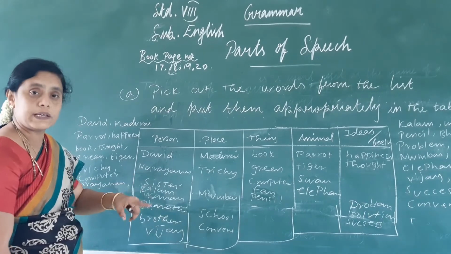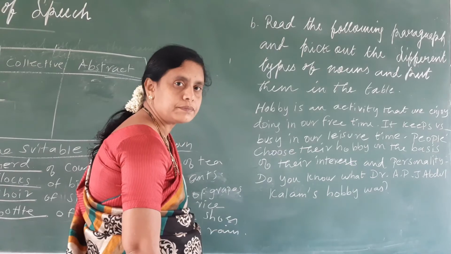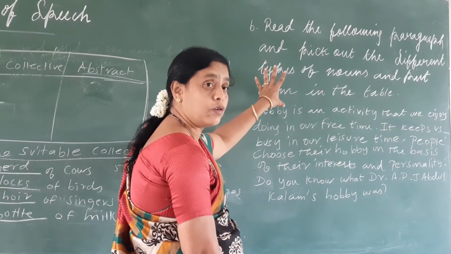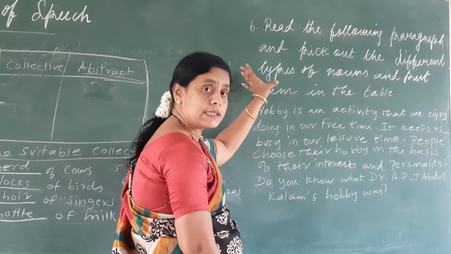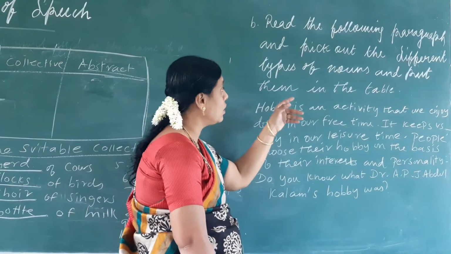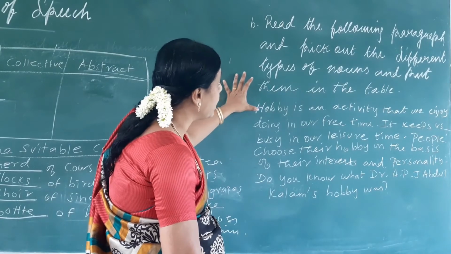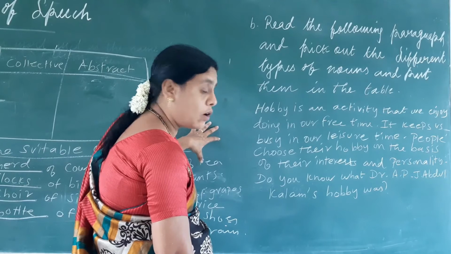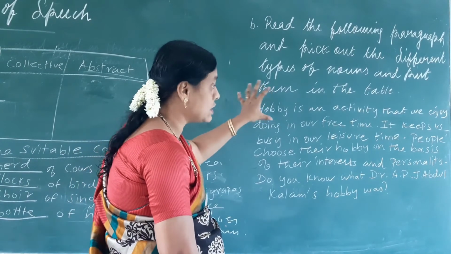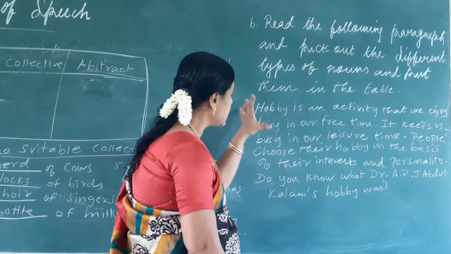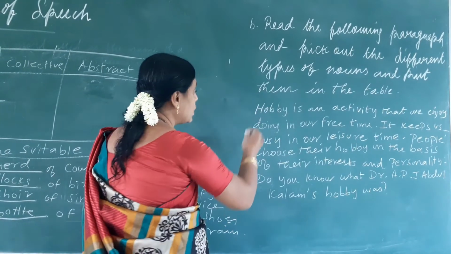And the next topic is the second exercise. Read the following paragraph. In the last exercise A, they gave words and you have to write person, place and all. And now here, in the paragraph, pick out the different types of noun. Here they have not given person and all; they gave the types of nouns and you put them in the table. See here, this is the paragraph.